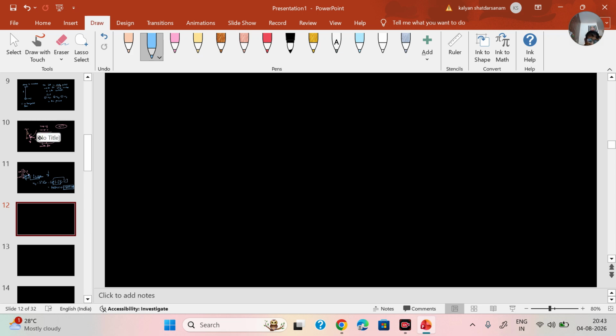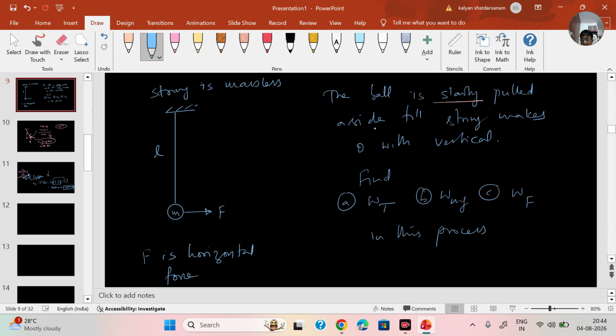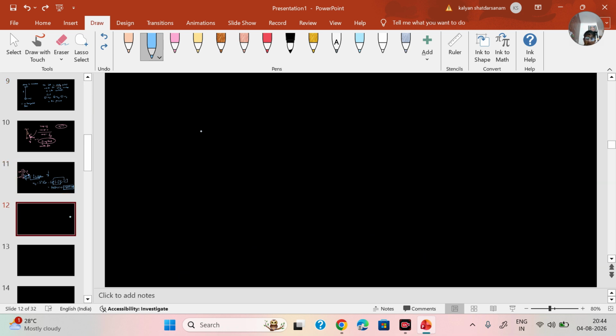So what is the intermediate position? When the angle is phi. When the angle was 0, that was the initial position. When the angle is theta, which is mentioned in the question, that is the final position of the string. So initially the string was like this, making 0 angle with vertical. Finally the string is something like this, making theta angle with vertical. I'm taking some intermediate situation where it is making phi with vertical. That's the idea. So we must take some intermediate position, where the ball is making angle phi with vertical.